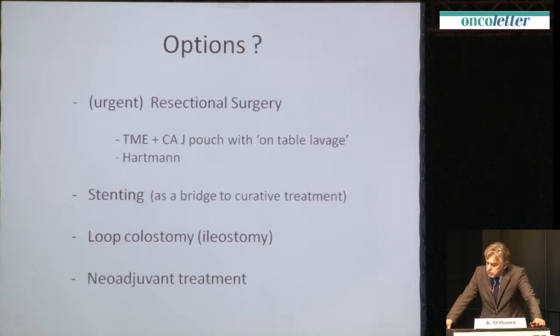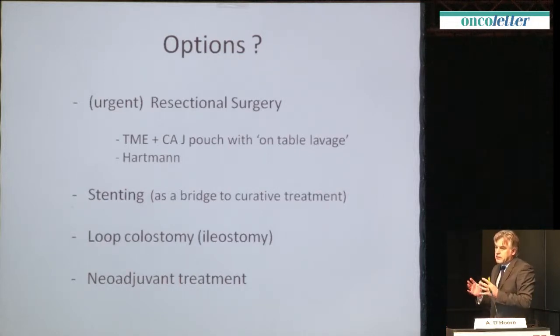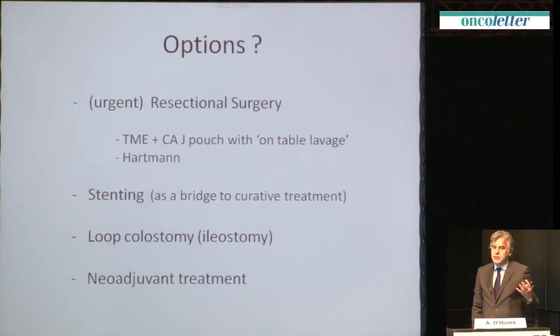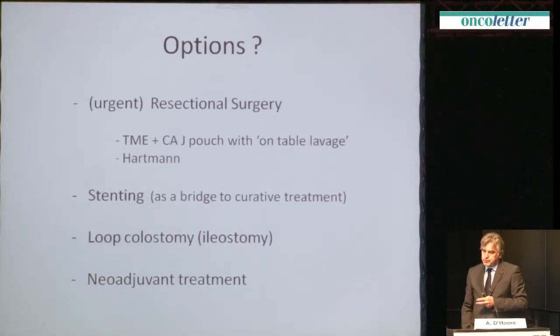You could go for urgent resection or surgery. But then, in comparison to a sigmoid cancer, it's far more complex. You then need to do a TME with a coloanal pouch, and you have to prepare the colon on the table. So you do an on-table irrigation and colonic decompression. Or you can do a low Hartmann's resection.